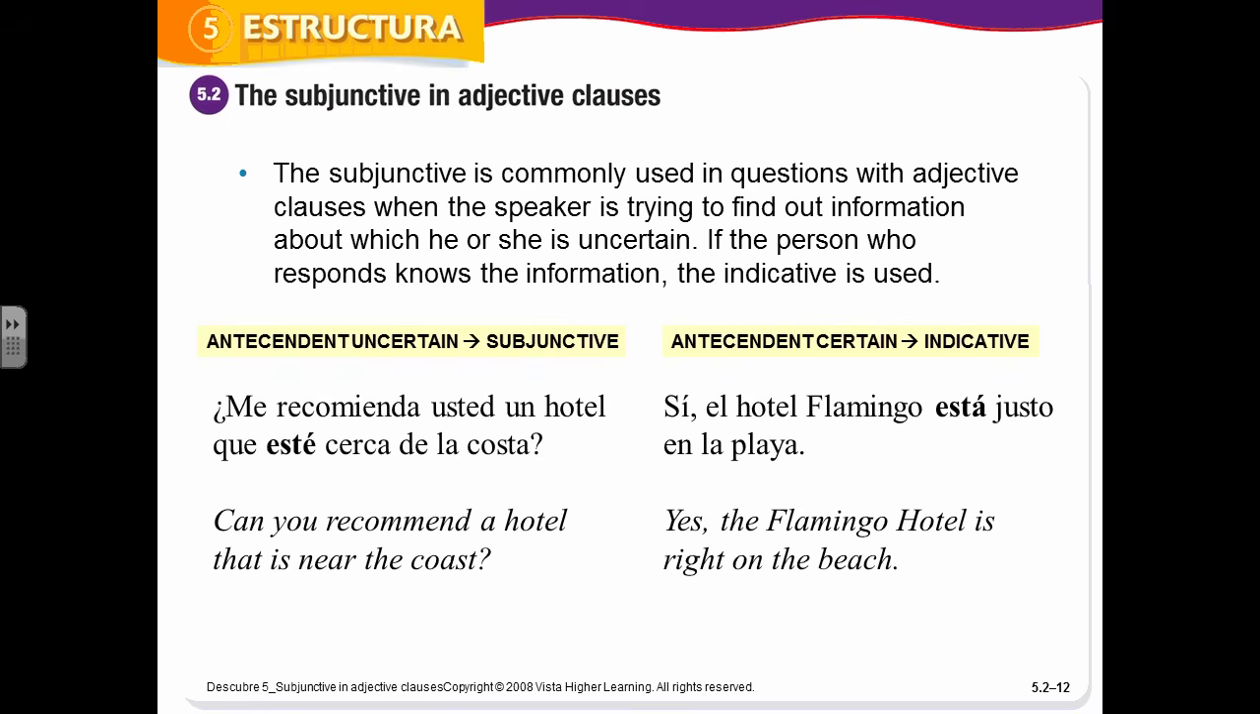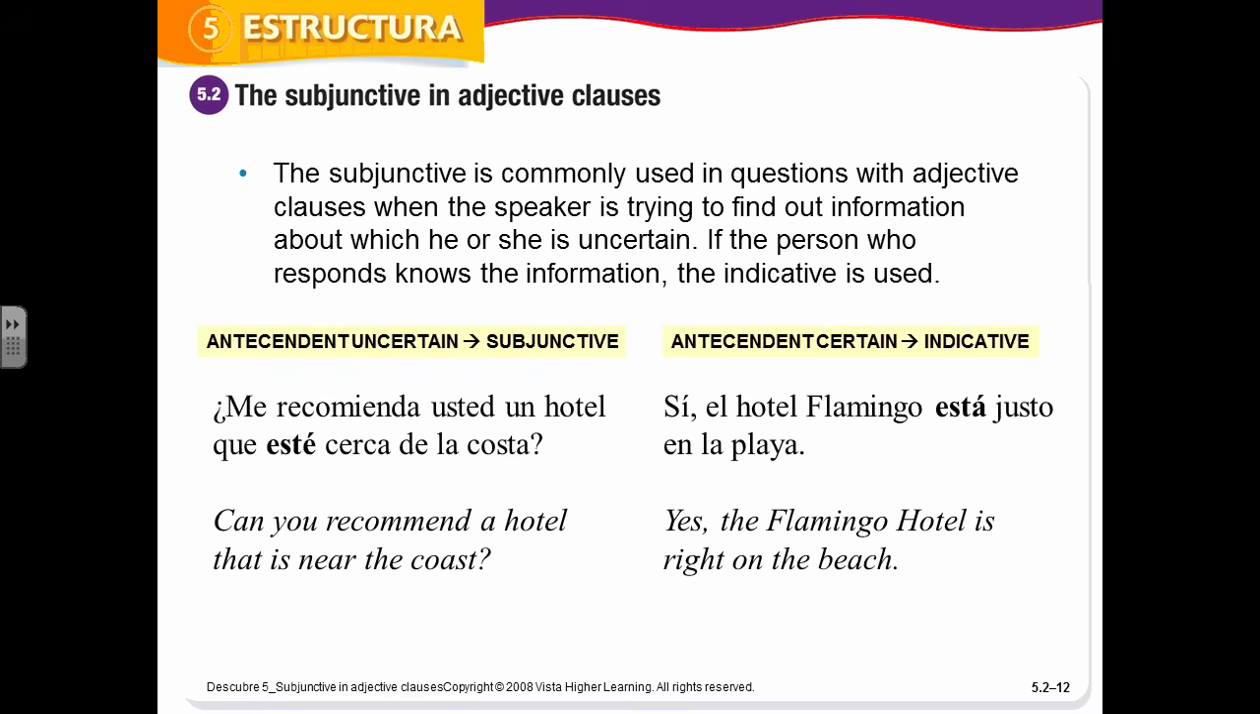The subjunctive is commonly used in questions with adjective clauses. Now remember, in an adjective clause the second part is describing the first clause, or the antecedent. The subjunctive is commonly used in questions with adjective clauses when the speaker is trying to find out information about which he or she is uncertain. If the person who responds knows the information, the indicative is used.